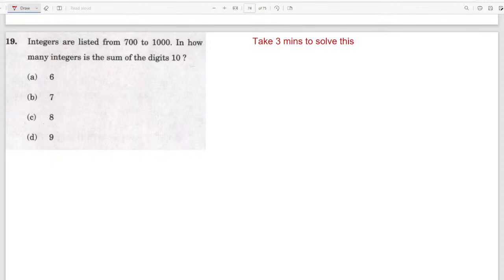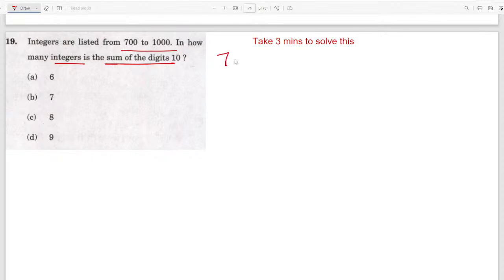Your answers. People have got option B, option C, option D, and also option A. So there's quite a variety here. We'll see how to go about this question. They're saying that integers are listed from 700 to 1000. In how many integers is the sum of the digits 10? So they're asking in how many integers the digit sum is 10.